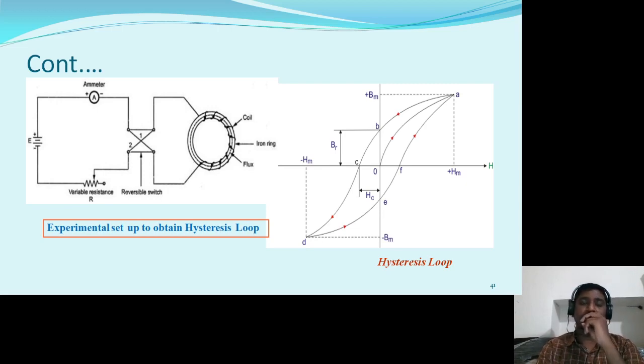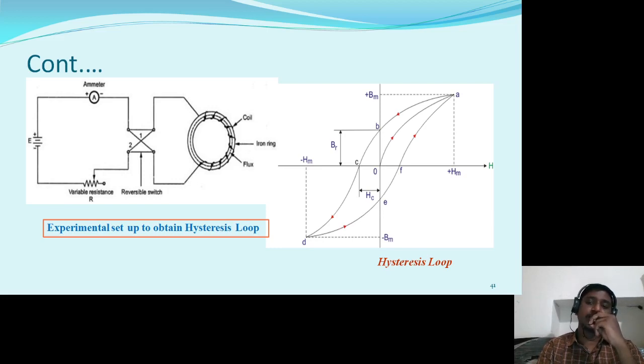So after A, what happened? What I am doing is slowly decreasing. If you increase, there is no use, right? There is saturation. So that's why I am slowly decreasing the current value. When you decrease the current value, the values of B and H will start decreasing. At a certain point, at point B, H will become 0.